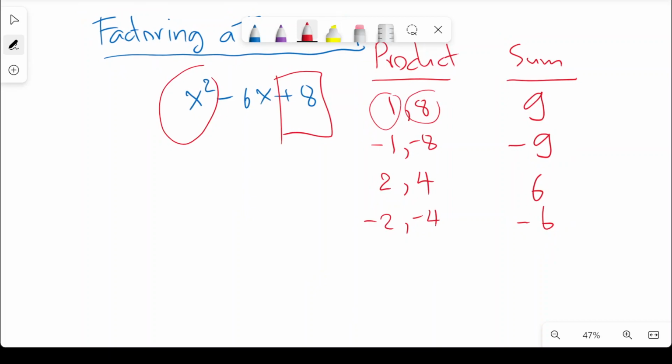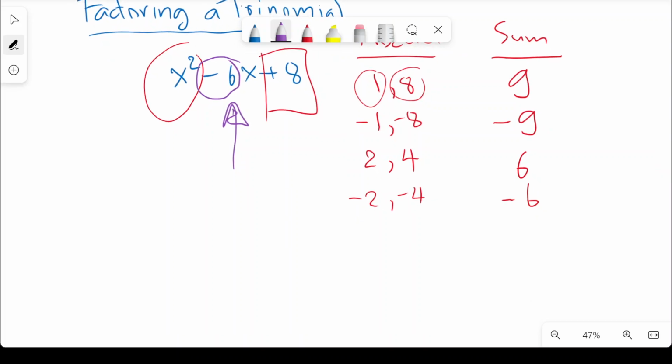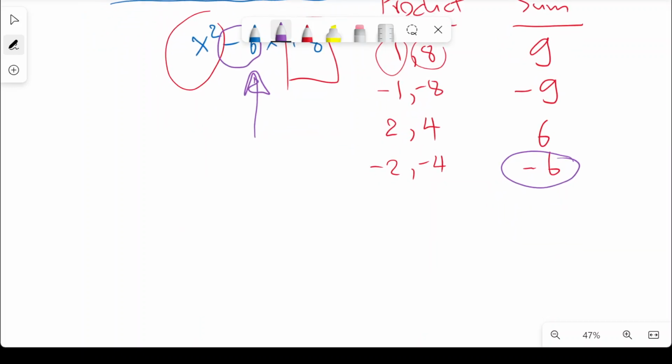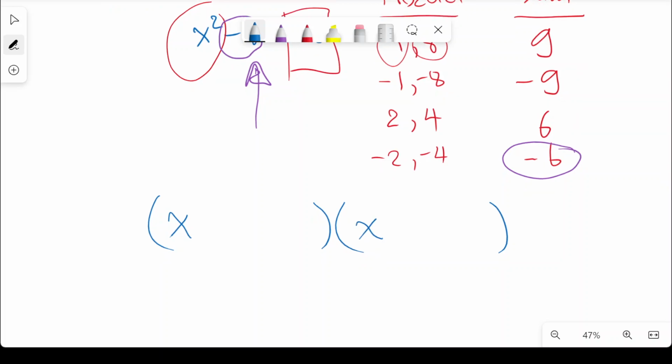So the next step is I look at the middle term, the x term, and I look at the number in front of the x, including the sign, which is negative 6. And next we go back to the sum column and we find the negative 6, which is over here, right? And next we write down the factors, the parentheses like this. We write the x inside each one like this, right? And we go back to where I circled the number, which is negative 6, and we find the numbers that give the sum of negative 6. So the first one is negative 2, and the second one is negative 4.